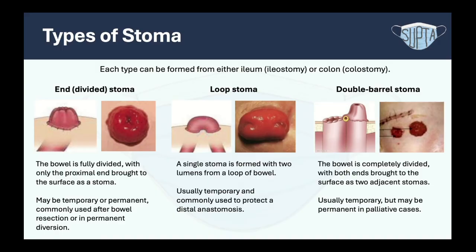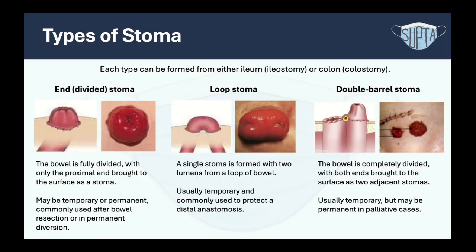It can be temporary or permanent, although it's more likely to be permanent. From a patient's perspective, an end stoma is often considered the easiest type of stoma to manage because it only has a single opening. However, stenosis is a common complication of having an end stoma, as a result of extensive scar tissue, which narrows the single lumen opening.